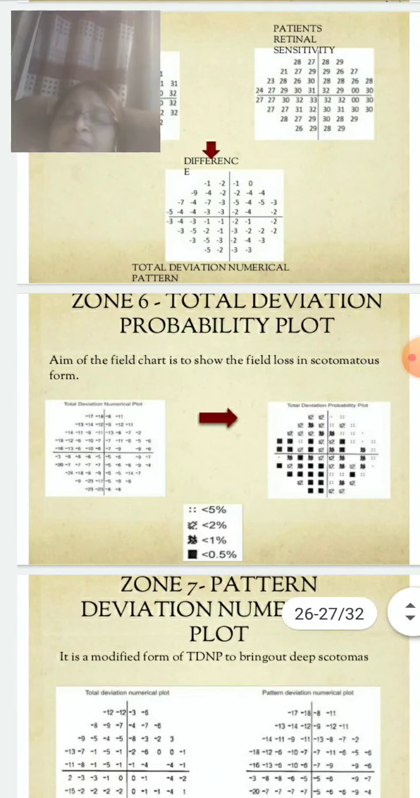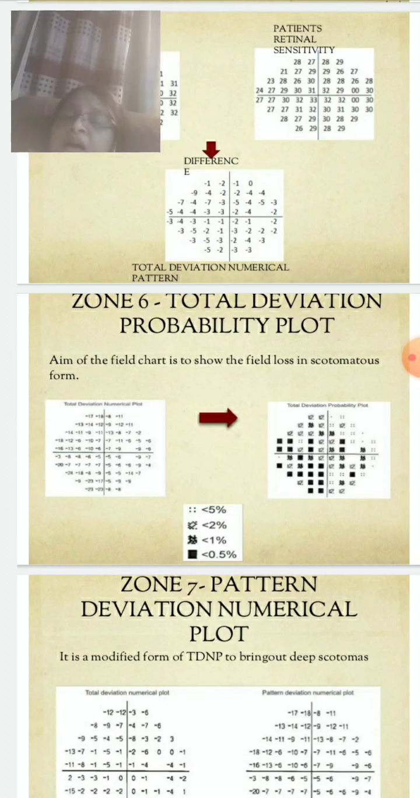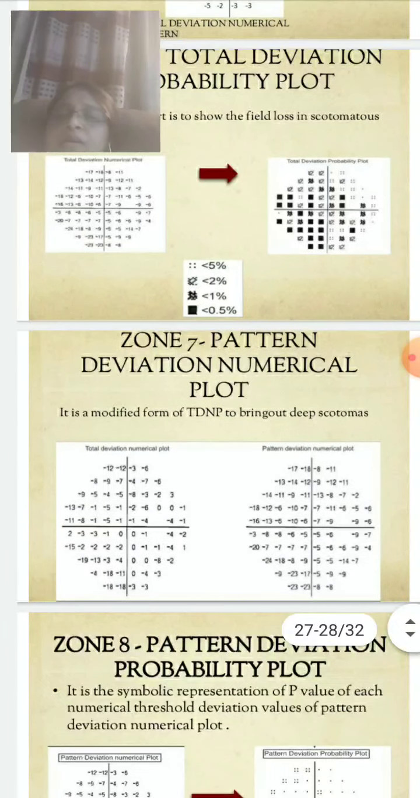Now, this probability plot, or the graphical representation with the probability indices, is the zone 6 total deviation probability plot. If it is less than 0.5%, it is very significant. Zone 7 is a pattern deviation numerical plot.